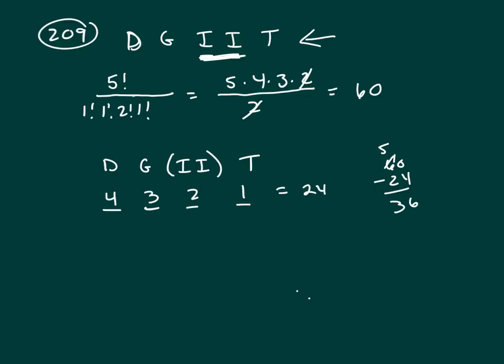D. Yes. So I used this formula because I had double letters. And then down here, what I did, I calculated the number of occurrences where the two I's are next to each other, and I subtracted those out. 36.